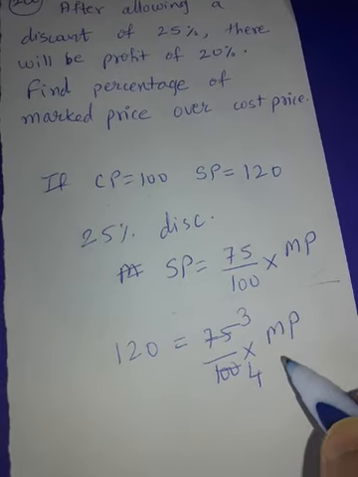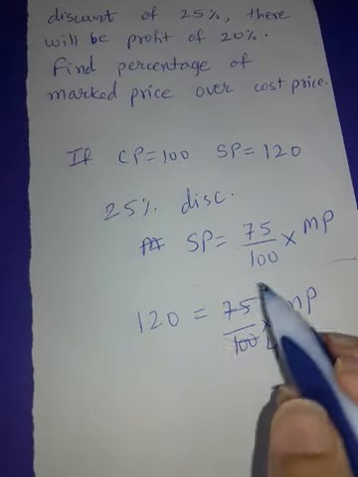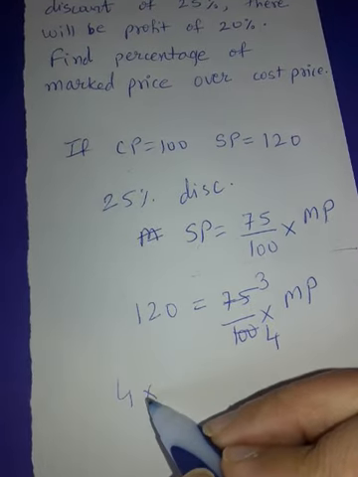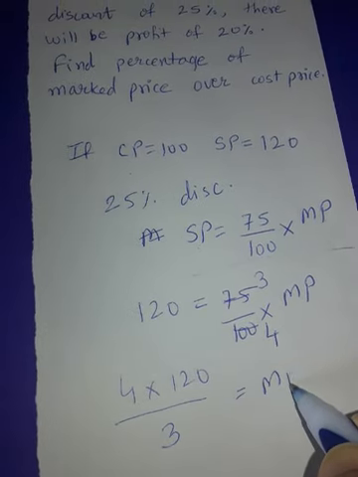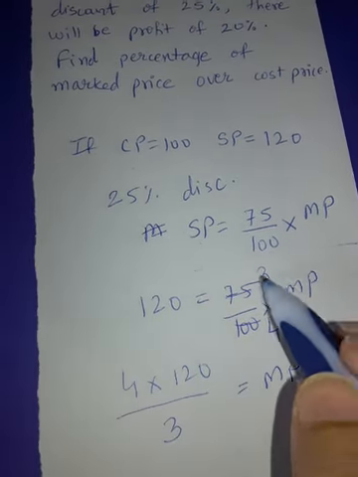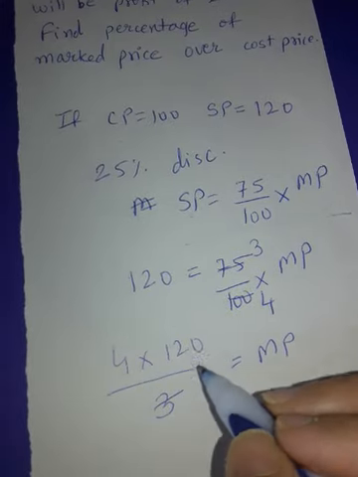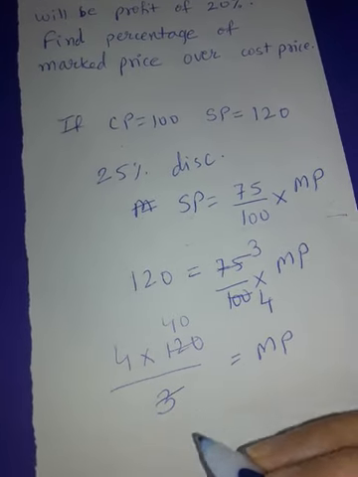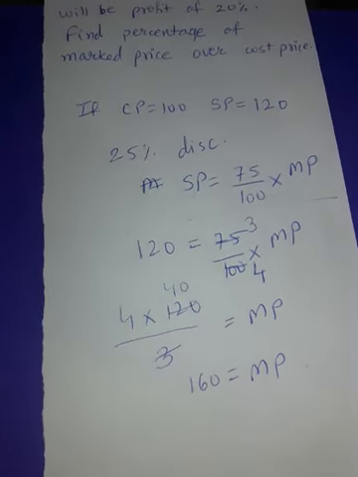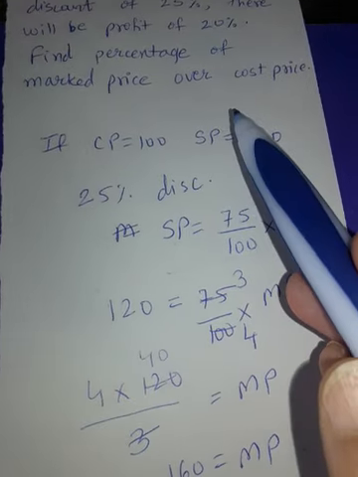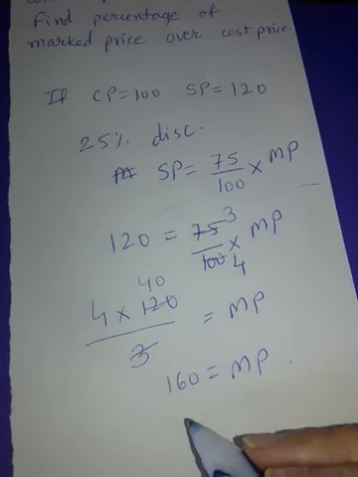Twenty-five 3s are 75, 25 4s are 100. Now take this 4 here and 3 here. Four went to numerator, 3 came to denominator. So MP is 160.